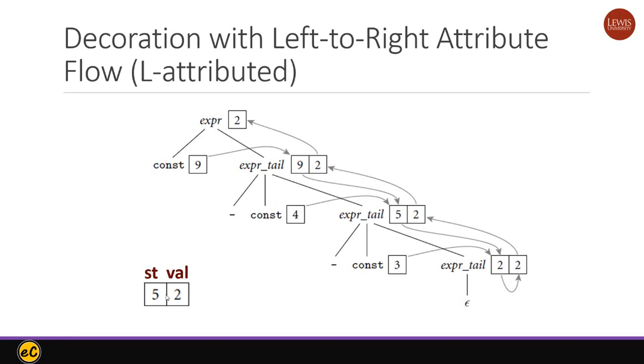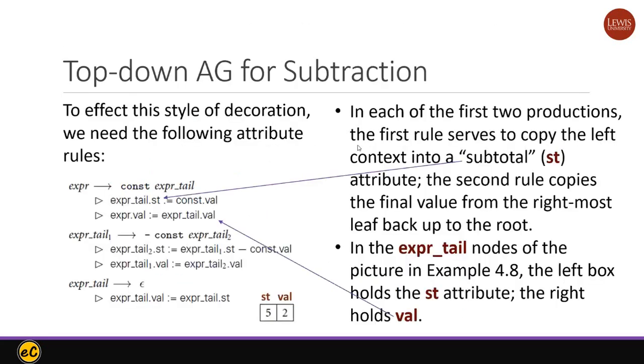So ST is subtotal from the left-hand side. When you evaluate this node, you depend on its parent and its sibling. So this one apparently you get from a sibling. That's called L attribute. When your value is coming from your sibling or your parent, that's called L attribute. Does that make sense? Any question? No question, we'll move on, okay?